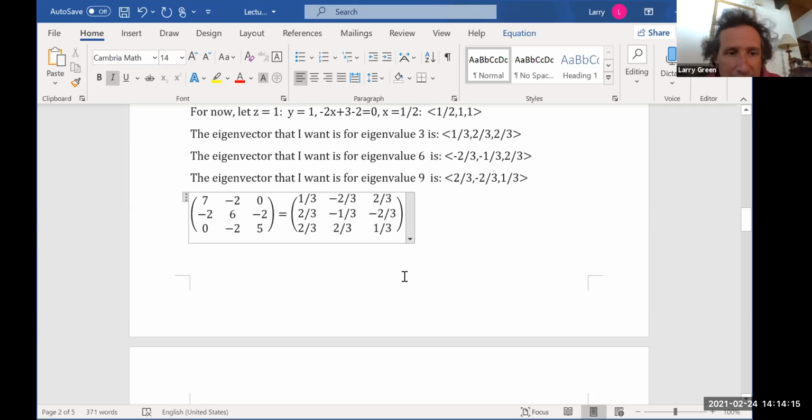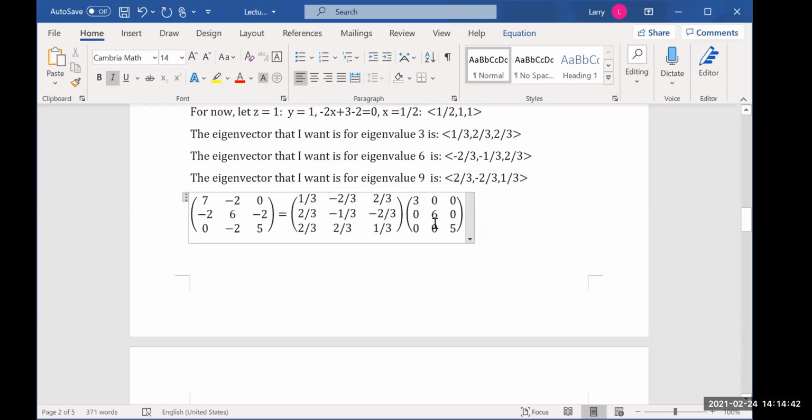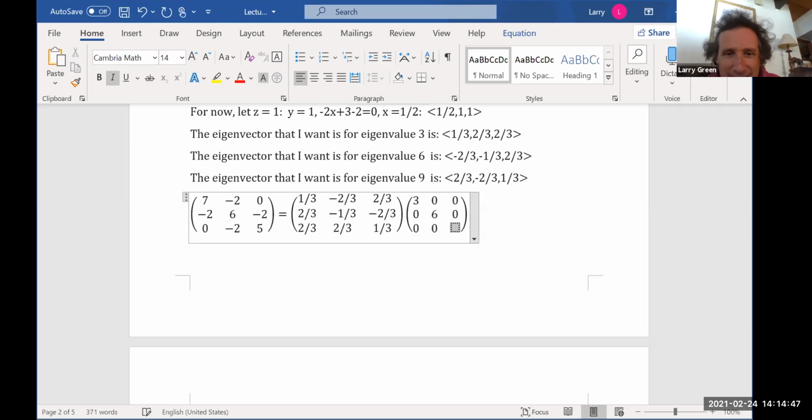Okay, and then we do our D. So it's diagonal, which means that's a 0, that's a 0, that's a 0, that's a 0, that's a 0. What should this first entry be? 3. What should the second be? 6. Good, which happened to be there already. And then 9.